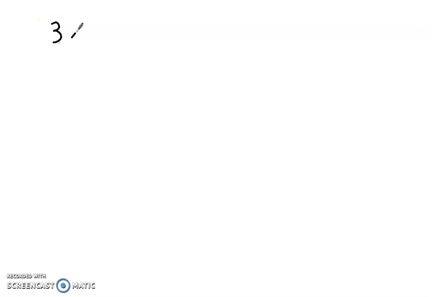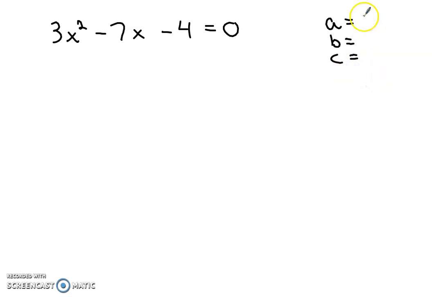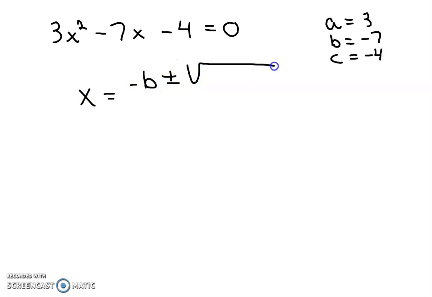Let's use the one we had before: 3x squared minus 7x minus 4 equals 0. Well, let's identify a, b, and c first. Okay, a is 3, b is negative 7, and c is negative 4. And that formula was x equals negative b, in other words, the opposite of b, plus or minus the square root of b squared minus 4ac all over 2a. So now we'll just take all those numbers and put them into the formula.